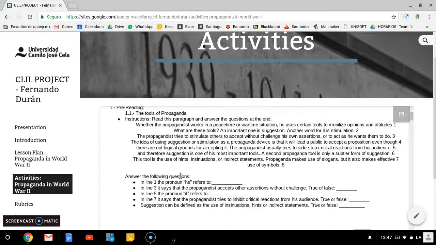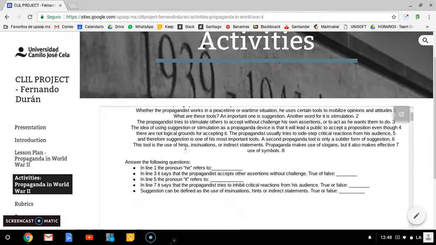And the questions are really similar to those asked in the TOEFL exam, because our program ends with a TOEFL certification. We're trying to give support to the students in this field. For example, right here in line 1, the pronoun he refers to. This is not only to prepare them for the TOEFL, but also to help them organize their ideas and understand that they can write using pronouns, for example. So this is the main objective of this pre-reading.